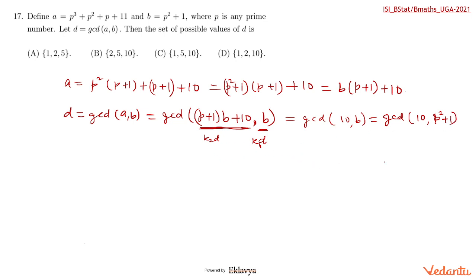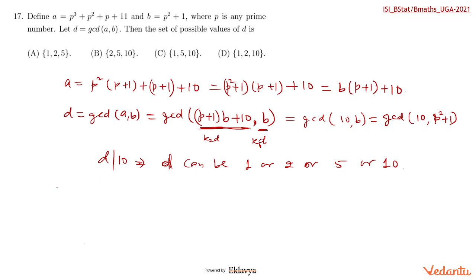तो यहाँ पे हम ये कह सकते हैं कि d must be a factor of 10. d divides 10, means the value of d can be 1 or 2 or 5 or 10, but in the option all possibilities are there. We'll have to check.